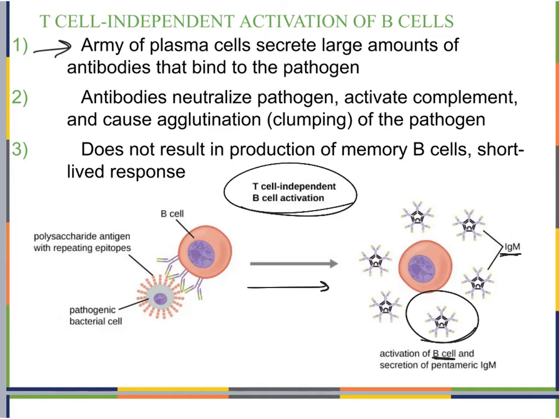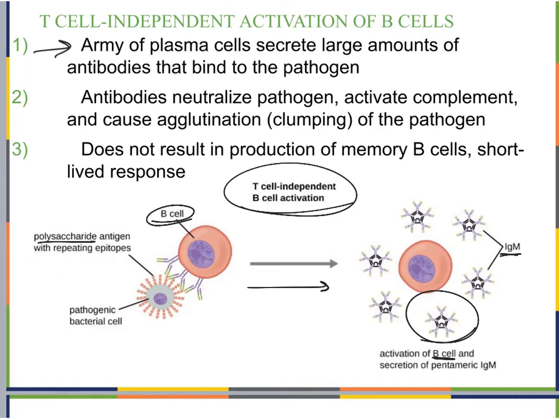Remember, IgM is something we can use as a diagnostic tool because as soon as we are infected with something, we see a big spike in IgM. So our B cell is going to interact with our polysaccharide antigen, and then it's going to get its second signal from something else, right? So not a T cell. And then it's going to differentiate.